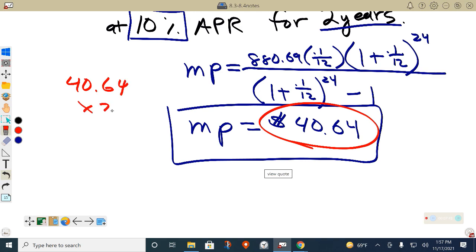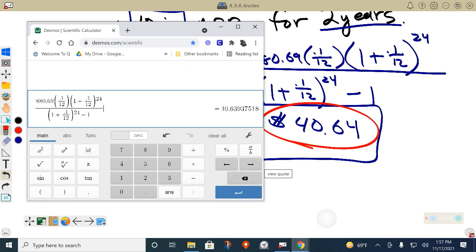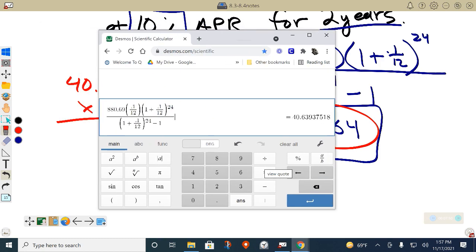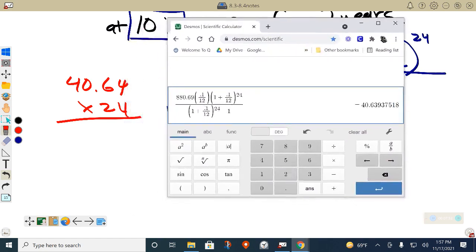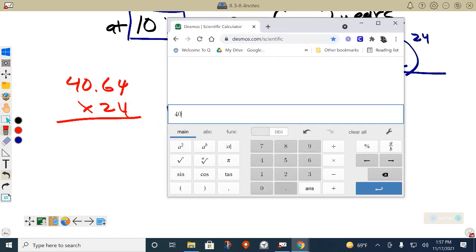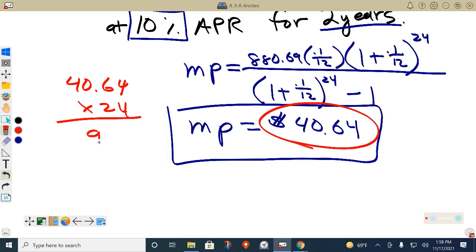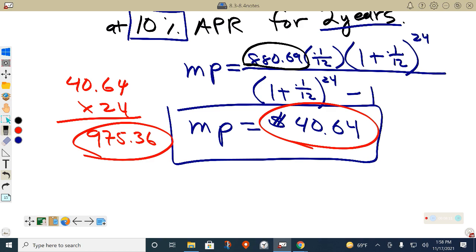40.64 times 24 payments. Let's see how much Doug's going to pay out. Stay with me, Haywood. 40.64 times 24 payments, that's 2 years. Look at what Doug's paying. He's paying $975.36. But he only borrowed $880.69 from T-Mobile. So T-Mobile's making some money off of Doug.